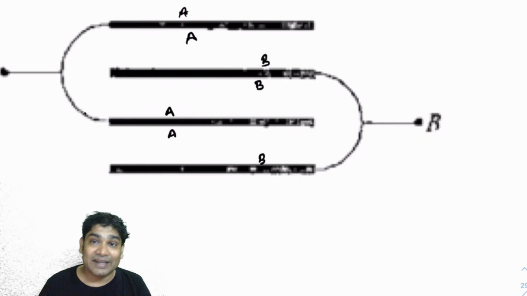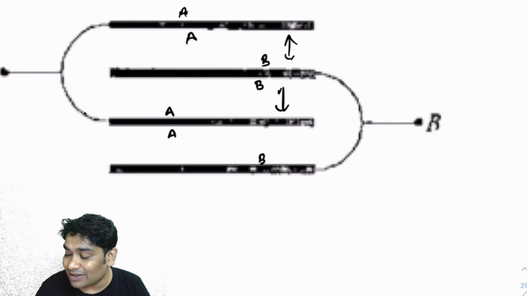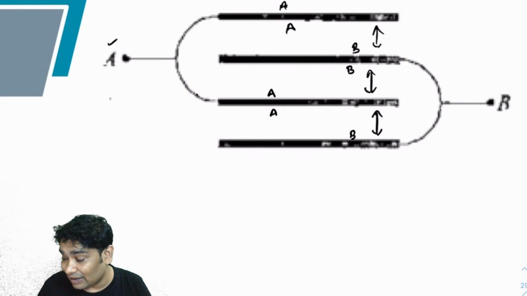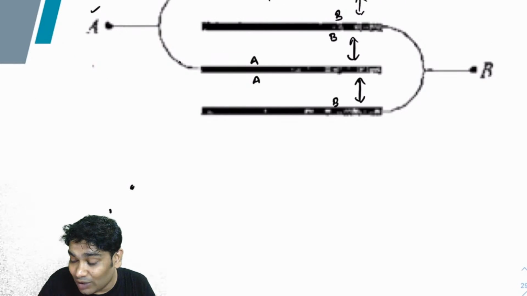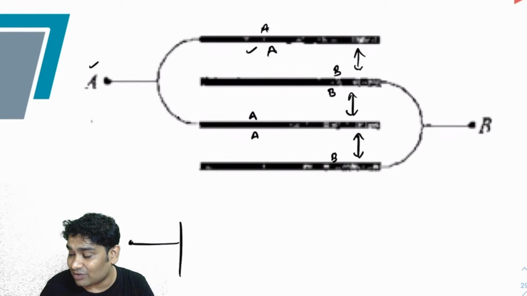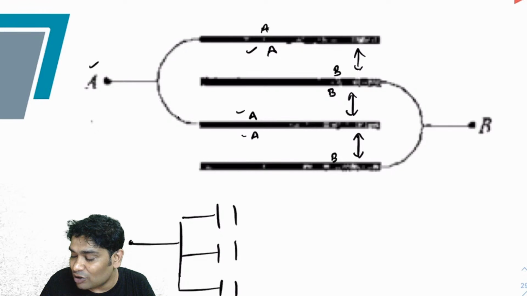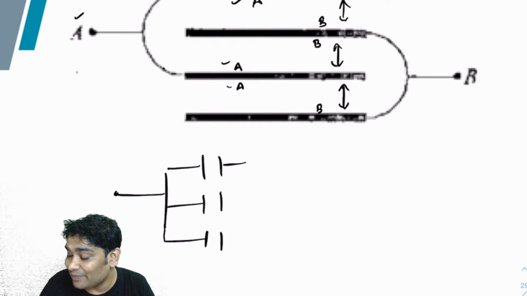Now let's talk about the three capacitors. This is one capacitor between A and B. This is one capacitor between A and B. This is another capacitor between A and B. Now I can redraw a simplified diagram of this. I will start from A, and from A, how many capacitors? 1, 2, 3. So I will draw 3. And all the other ends of these capacitors are connected to B.